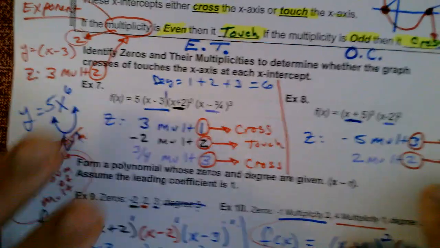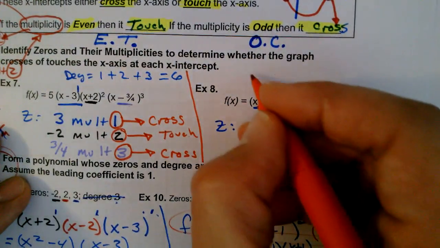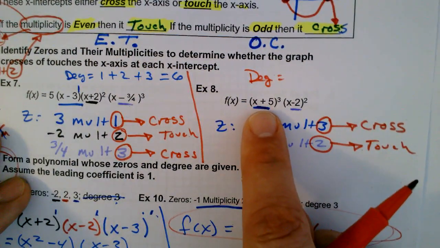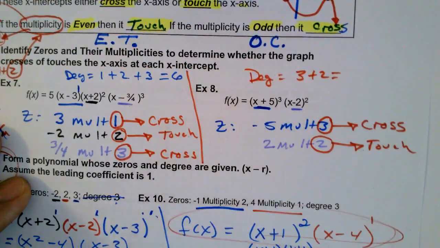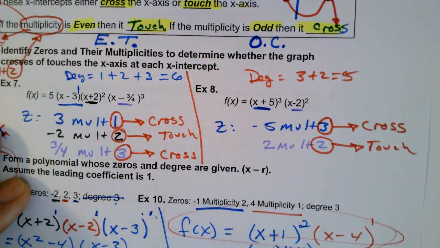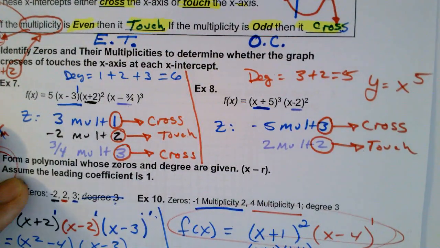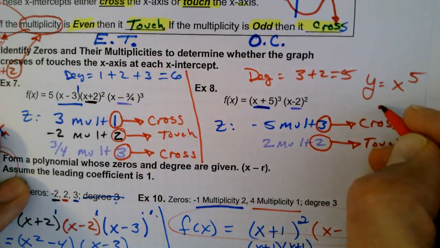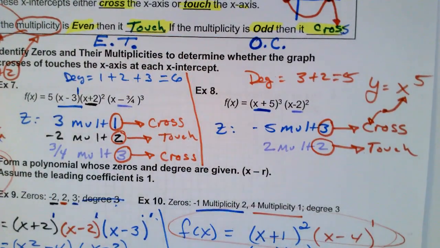Versus when I look at example 8, what's the degree of example 8, guys? What's its multiplicity? 3 and 2? John says add those up. That gives me 5. So this thing is going to look like y equals x to the 5th. There's no number in front, so it's just going to look like y equals x to the 5th. That's odd. It's going up to the right, down to the left, like y equals x to the 5th does.